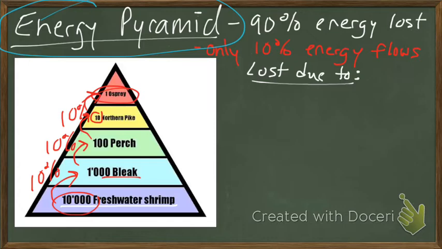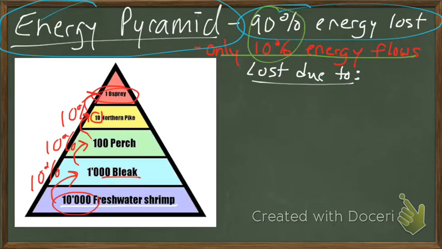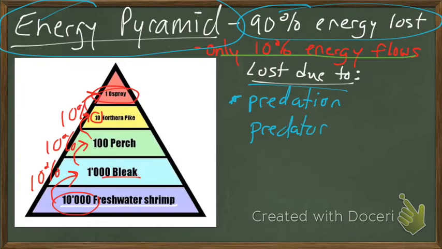The reason for that is that 90% of all energy is lost as you move up a food chain or move across a food chain. Only 10% of the energy flows. It's a very easy value to remember because that adds up to 100%. Why does this happen? One of the big things is predation. That's the predator and prey relationship, right? So a predator will consume its prey. I'll write predator, greater than prey.